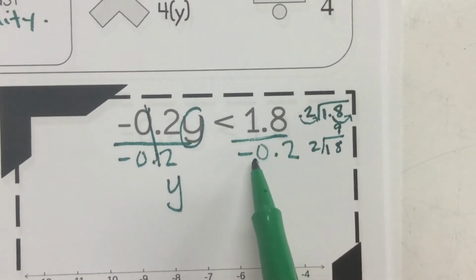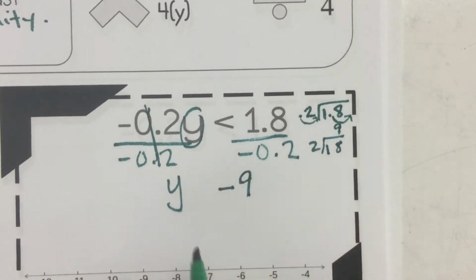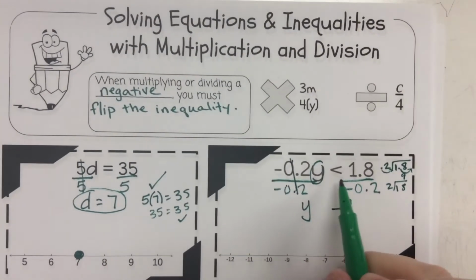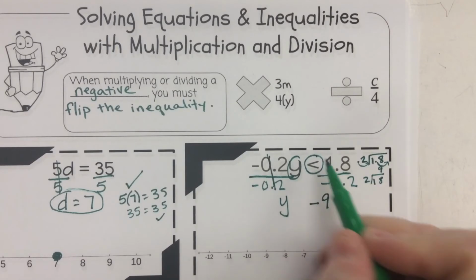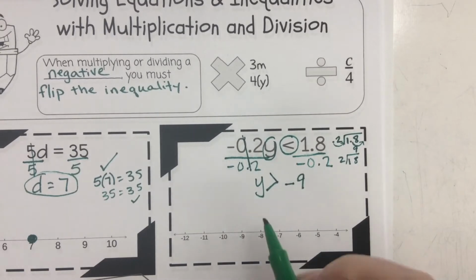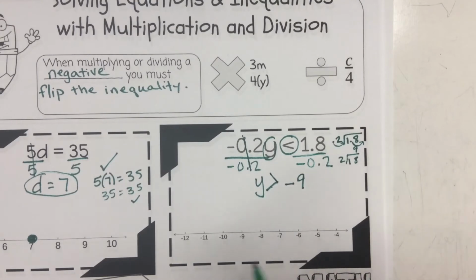But I have a positive divided by a negative. So when my signs are opposite, it means I have an answer that's negative. So my answer will have a negative here, and it'll be negative 9. Okay, but up to this rule here, when you multiply or divide by a negative, you flip your inequality. So this sign that says less than, when I divide it by negative 0.2, becomes greater than. That means my answer is greater than negative 9. Y can be any number greater than negative 9, but not negative 9, because there's not an equals to on there, okay? So there is my greater than negative 9.